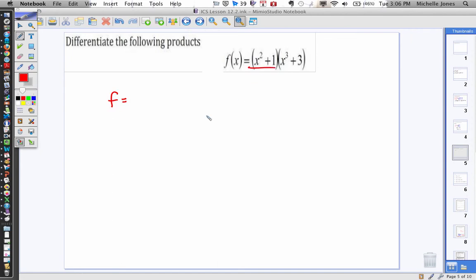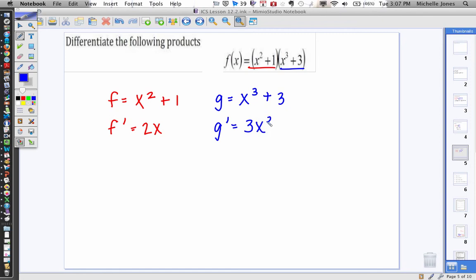Two functions multiplied together. Our first one is x squared plus 1. The derivative of that is 2x. My next function that I'm multiplying it by, I'm multiplying two functions together. That's why I can use the product rule. So the derivative here is 3x squared. Derivative of 3 is just 0. So remember, it doesn't matter which parts you take first. You can multiply g times f prime if you want to. So you get 2x times x cubed plus 3.